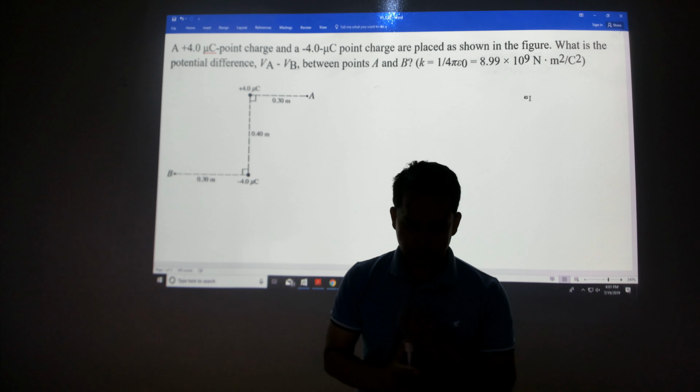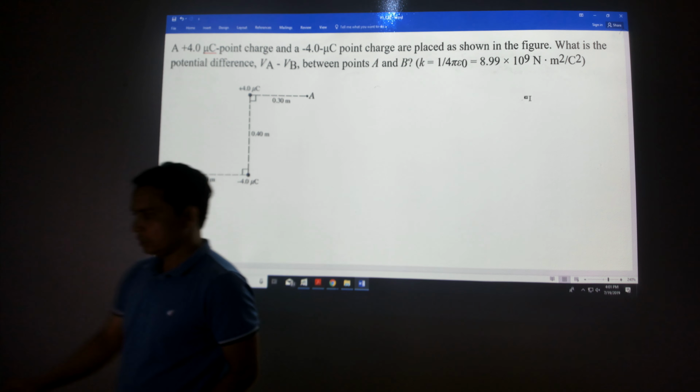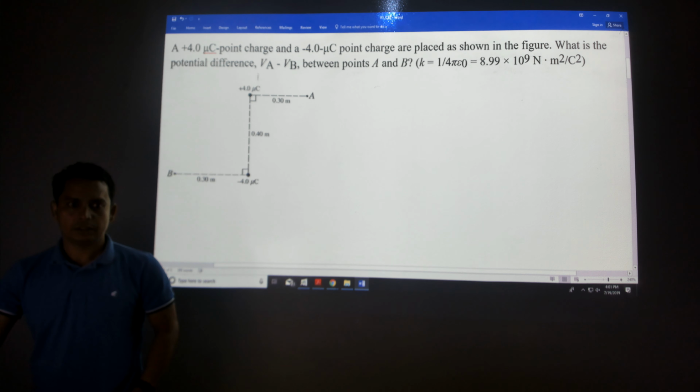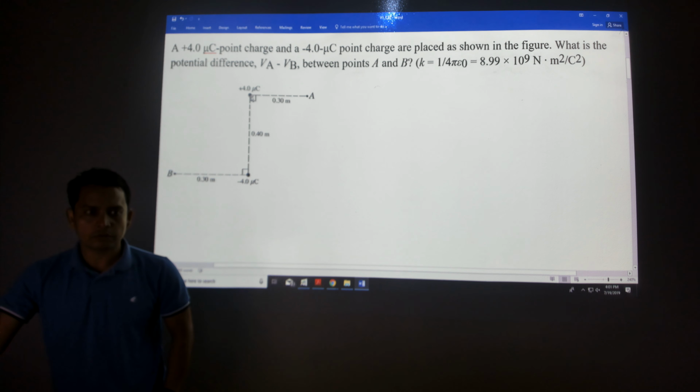In this problem, you have two charges. One charge is right here at this point. You have one charge plus 4 microcoulomb, and you have another charge minus 4 microcoulomb. Due to these two charges, we have to find out the potential difference at points A and B. So VA minus VB.